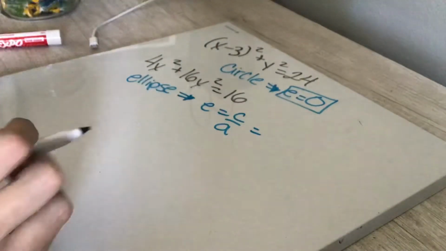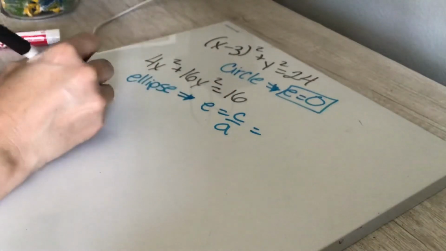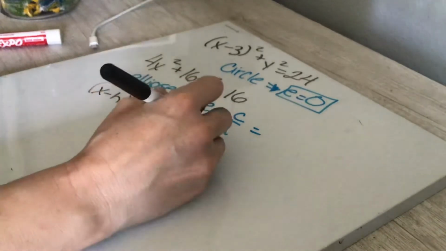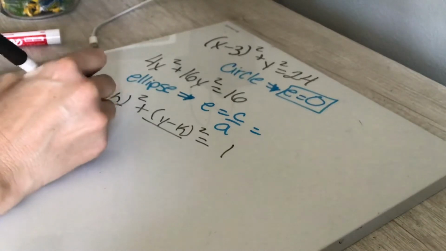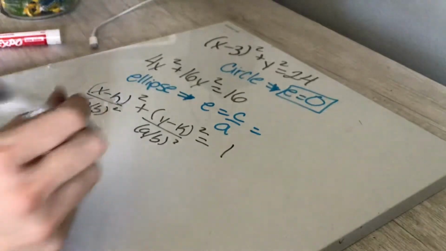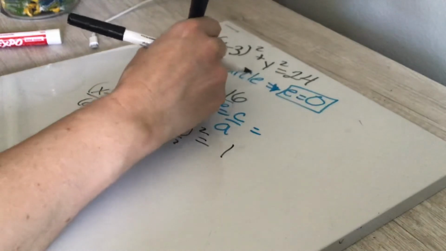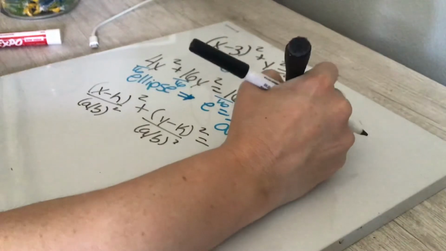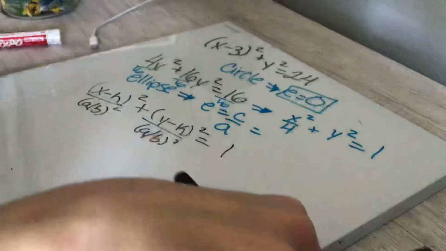So A, if you think about the standard form of an ellipse, it's x minus h squared plus y minus k squared equals 1, and then it's over A and B, which change. The bigger one is A, the smaller one is B. So we have to divide everything by 16 here, so we get it equal to 1. So we end up with our standard form as x squared over 4 plus y squared equals 1.